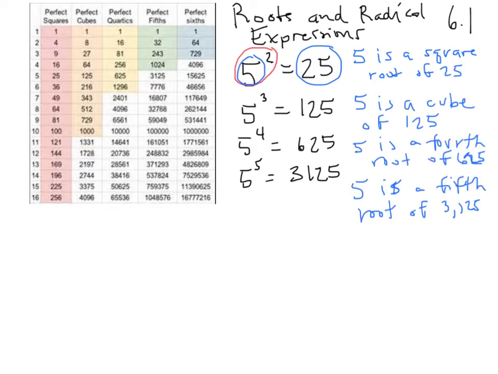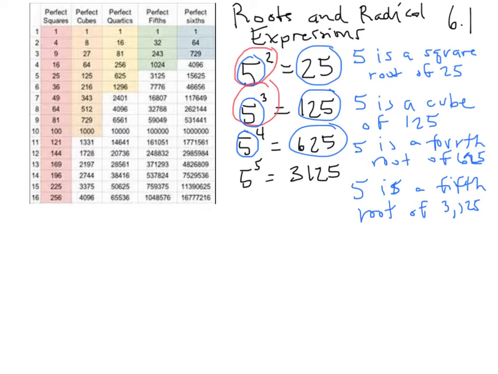And so forth with the power 5 cubed. 5 is a cube root of 125. 5 to the fourth, 5 is a fourth root of 625. And so on.